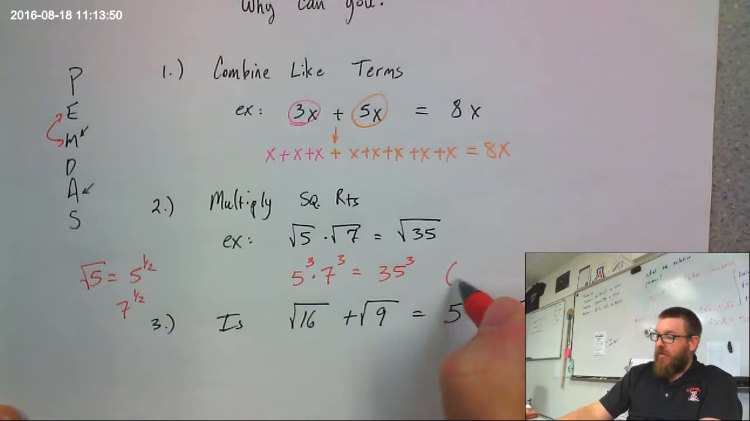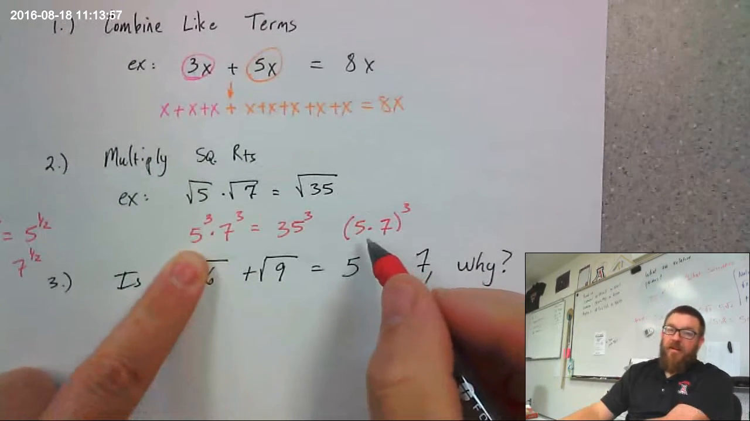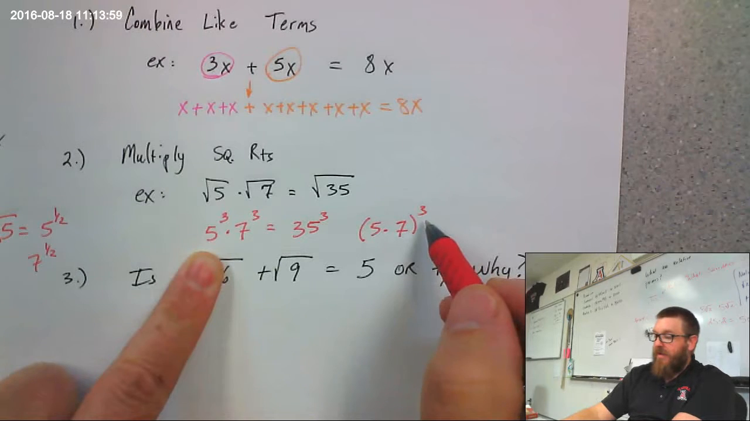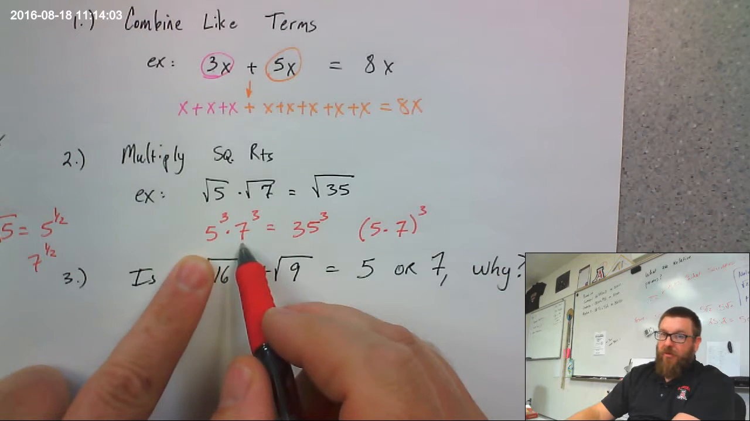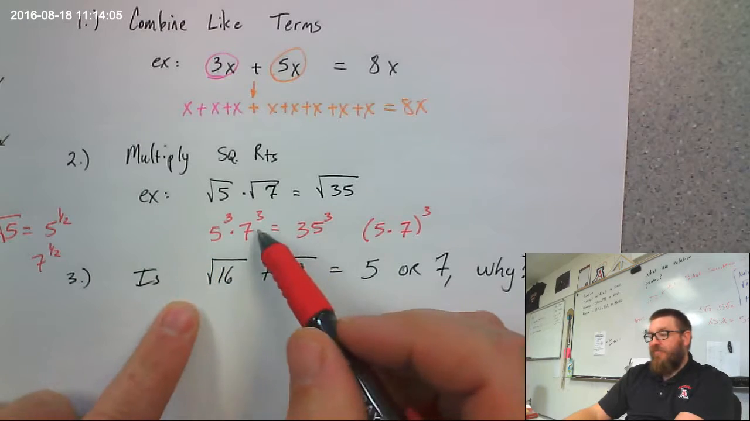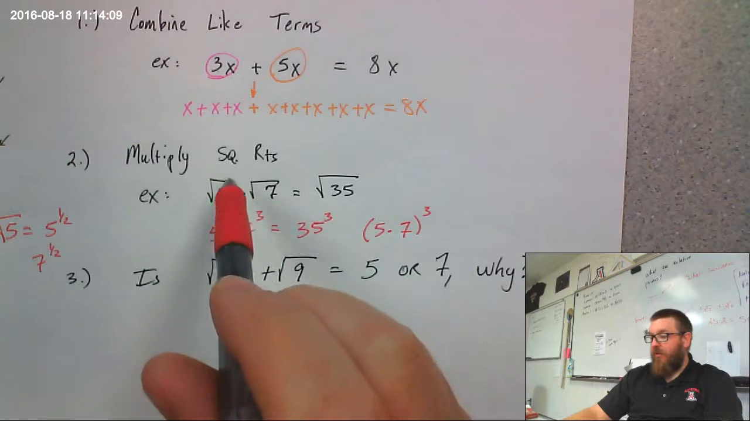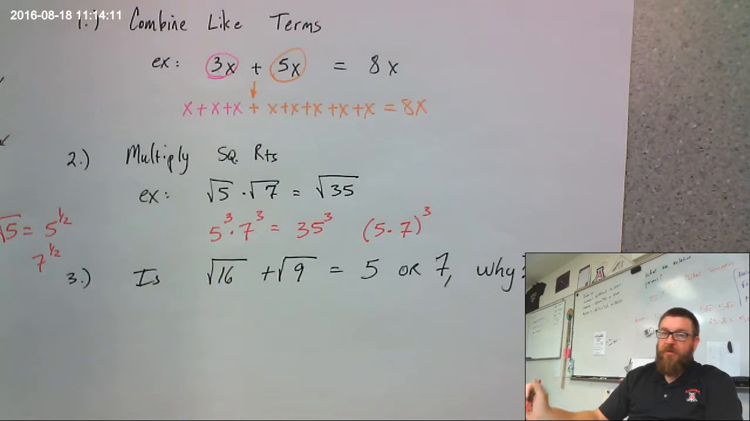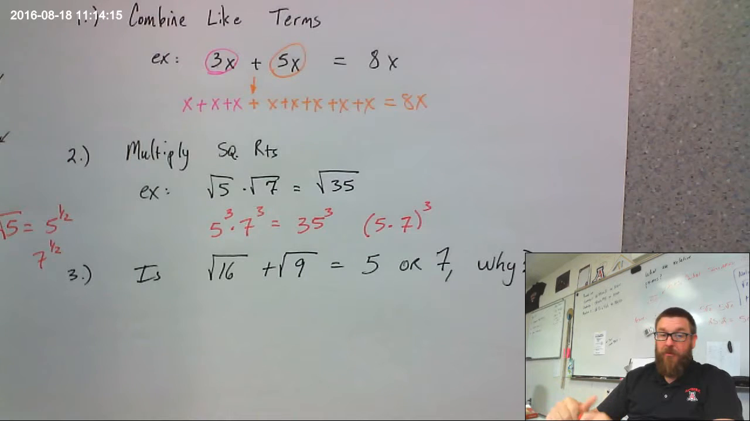Well, let's talk about this. Would that be the same as this? Yes, it would. Exponents are repeated multiplication. These are being multiplied by themselves exactly the same number of times, so you can exchange those orders. So you can multiply these together because exponents are repeated multiplication, and these are being multiplied by themselves the same number of times.